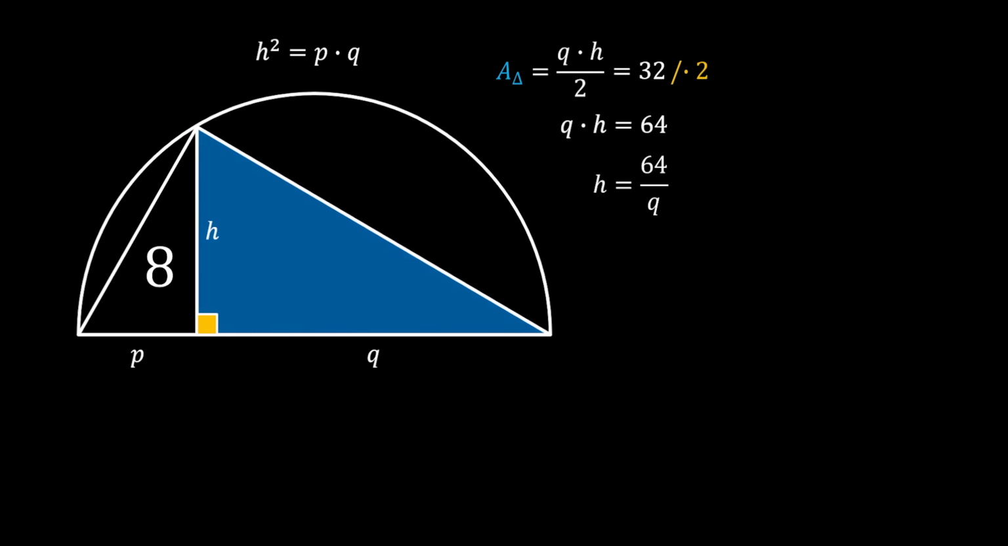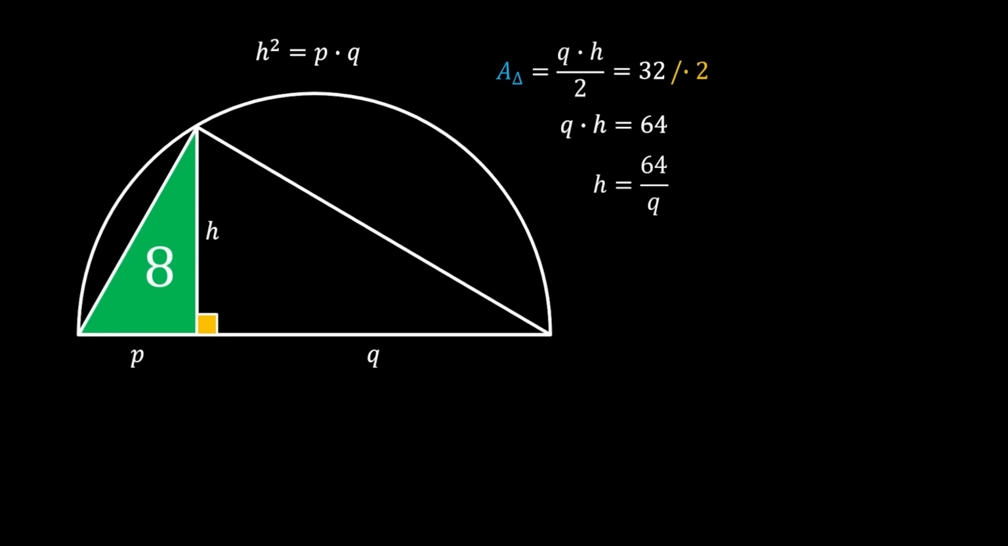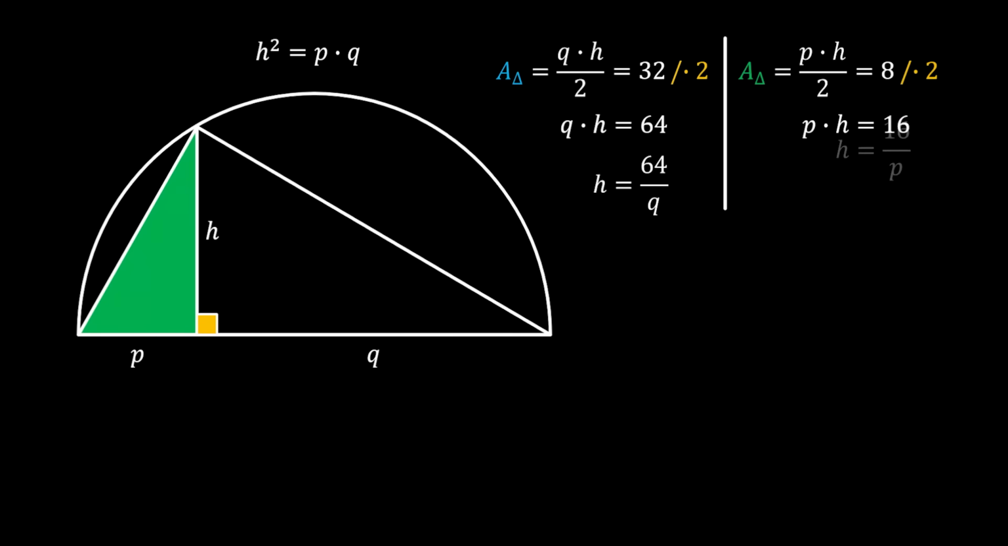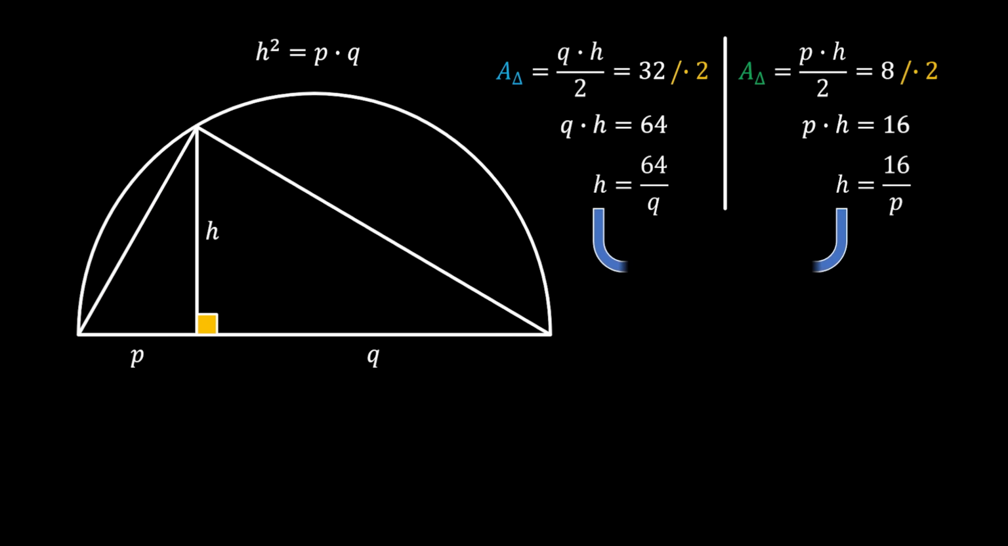Now let's take a look at our triangle on the left. We can use the same formula for the area of the triangle, but this time it will be p times h over 2, and this area will be equal to 8. Of course, again we will multiply by 2 to get rid of the fraction, and we get that h is equal to 16 over p. Now, since both of those equations are equal to h, we can say that those 2 expressions are equal to each other.